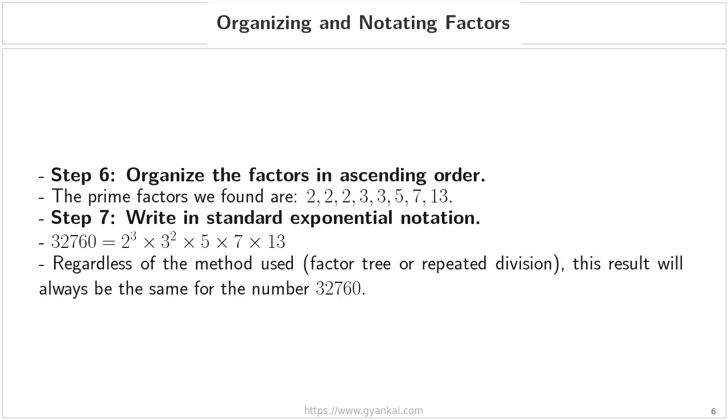It is important to remember that regardless of whether you used a factor tree or the repeated division method we just practiced, you will always arrive at this exact same result for the number 32,760. Now that we have successfully broken down that large number, 32,760, into its individual prime components, we need to tidy everything up. This brings us to our next slide, where we will discuss some common pitfalls to watch out for when performing these calculations.